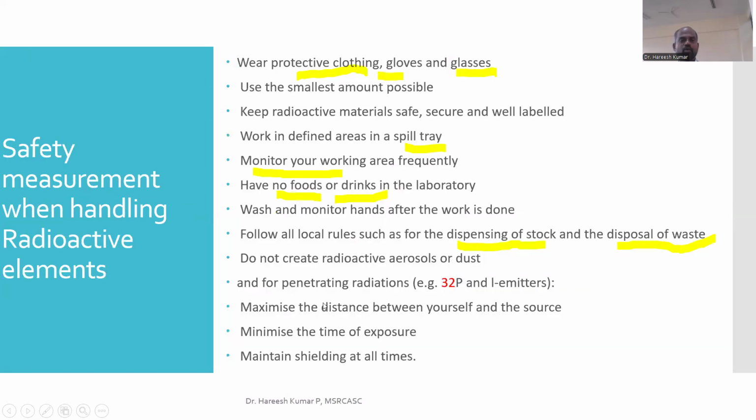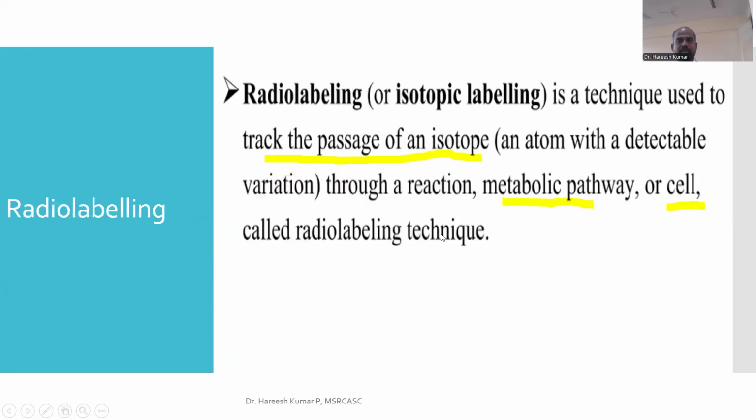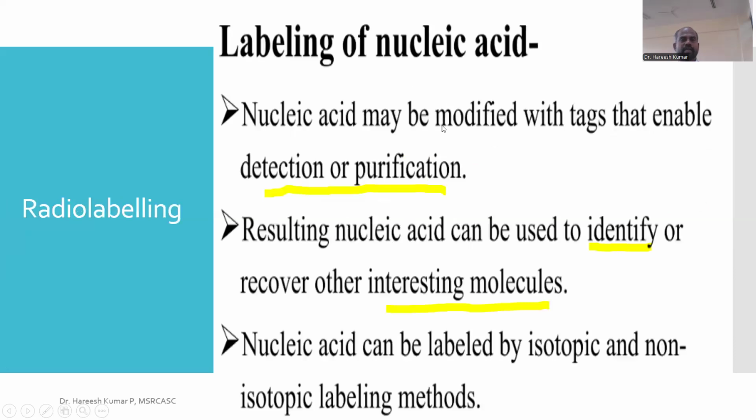Then these are the safety rules when we are handling the radioactive elements. And radio labeling. This is one technique used to track the passage of an isotope, an atom with a detectable variation, through a reaction, metabolic pathway, or a cell, called radioactive labeling.